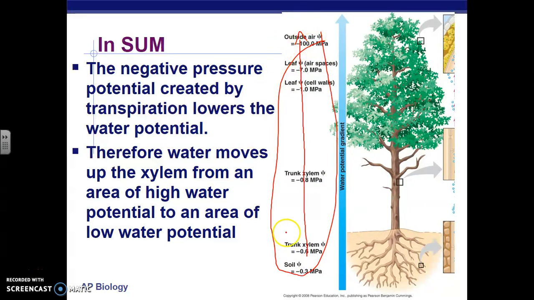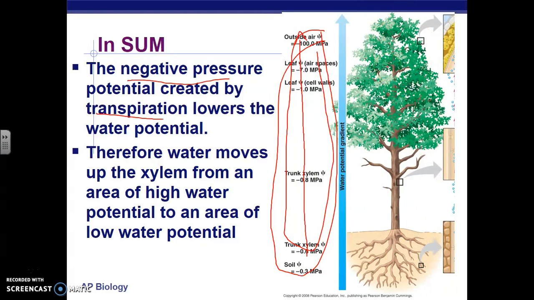But what creates this gradient, or what maintains this gradient, is the negative pressure generated by water being lost from the leaves by transpiration. That process of water evaporating from the leaves maintains this gradient and allows water to continue to travel from high water potential to low water potential in the leaves.